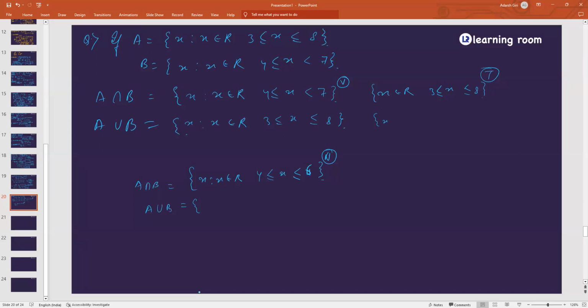Okay, let's not waste time. All these are wrong. This is correct. Nivedita, can you explain to me how did you get this number 6?